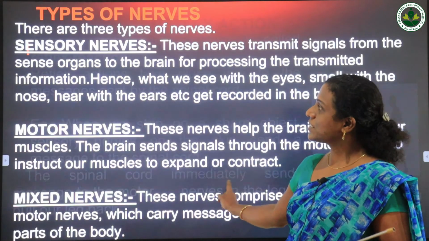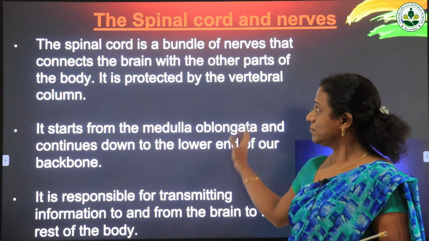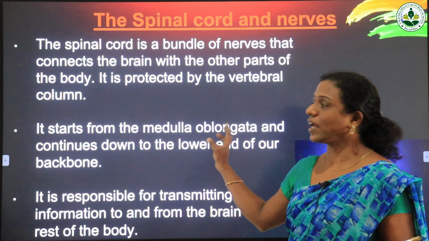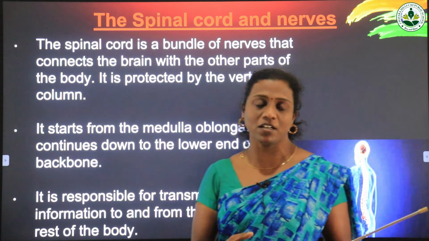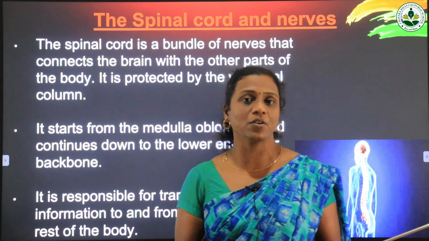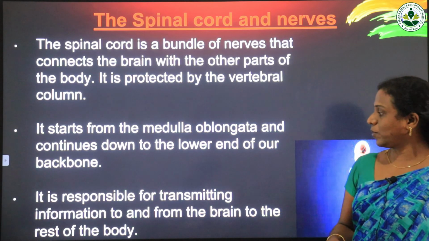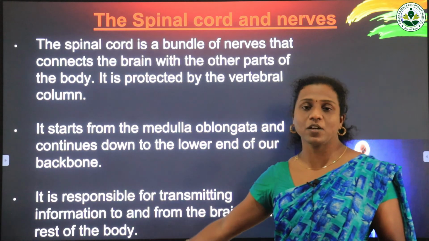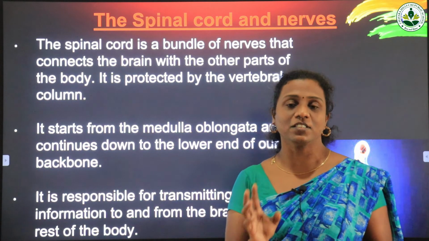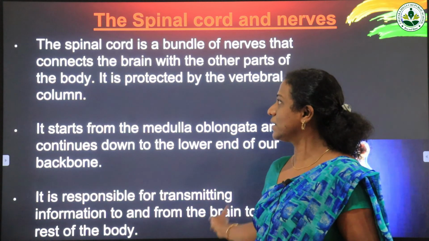So, today we studied the nervous system, the parts of the nervous system, the spinal cord and nerves. The spinal cord is a thin bundle of nerves, and its location is from the medulla oblongata to the lower end of our backbone. The main function of the spinal cord is to act as a messenger between the brain and the body parts.